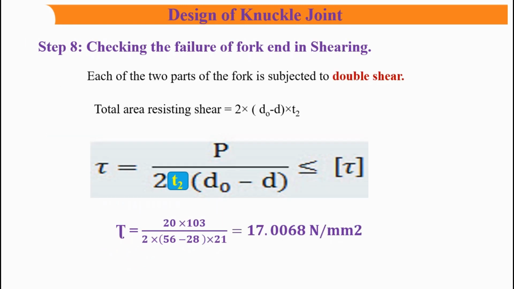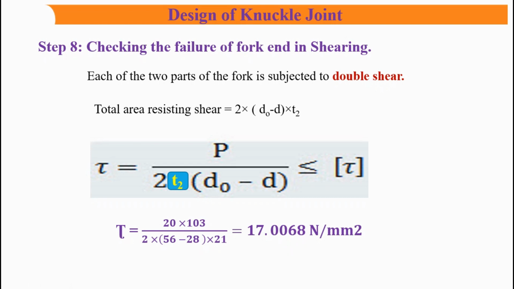And last we have considered the shear failure of the fork end. We have put all the values into this formula, which we have already seen in the design procedure, twice of dO minus D into T2. So we put P by twice T2 into dO minus D. We are left with 17.0068, and the allowable shear stress is given as 70 Newton per mm square, which is too small. It means our design is safe.